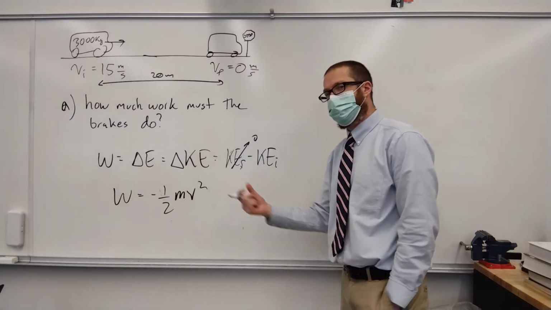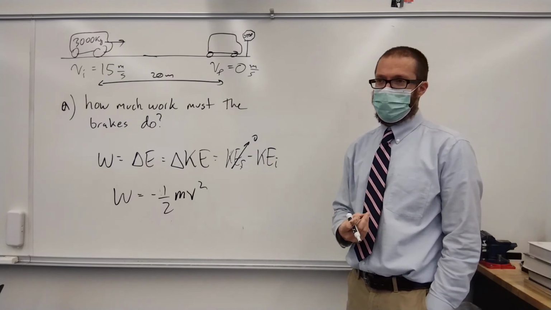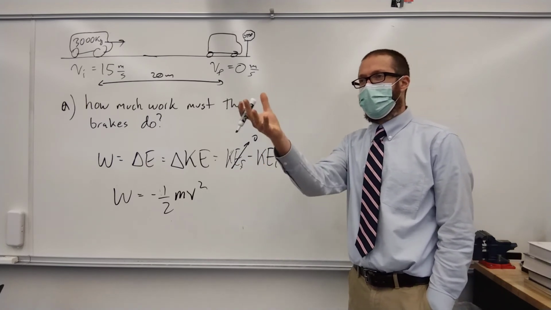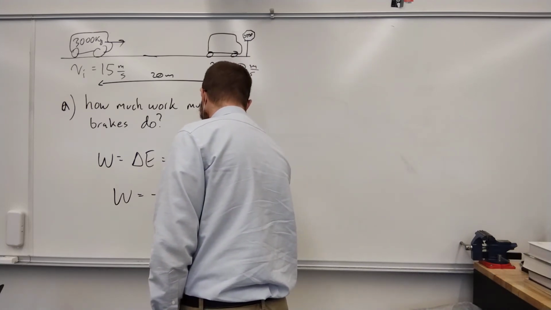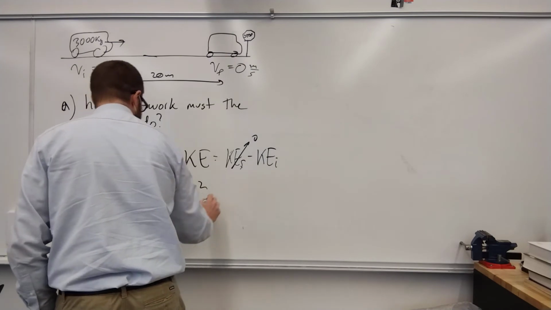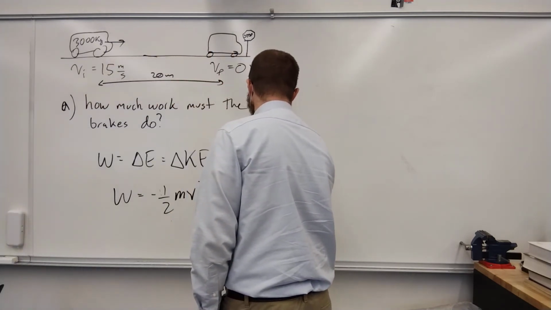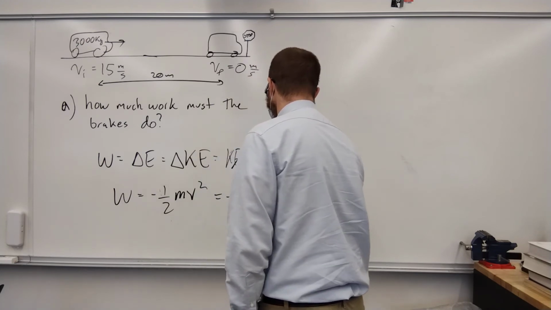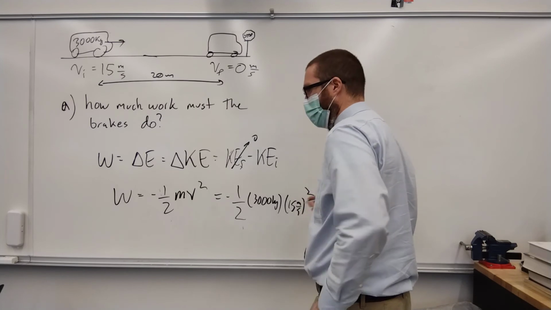It's negative because it's going to be losing this energy. If you just figure out the initial kinetic energy, that's fine. And I'm not going to be a stickler about the signs here, but you should know that they do matter. Mass is 3,000 kilograms. Initial speed is 15 meters per second. That's going to be squared.